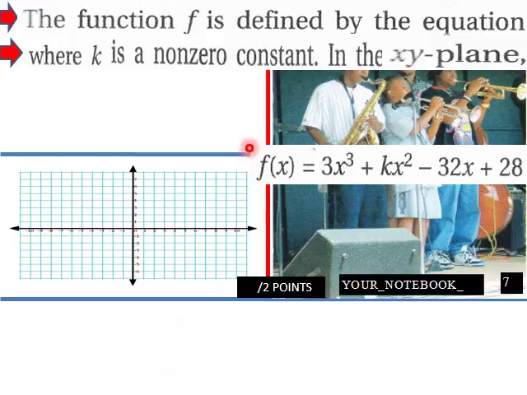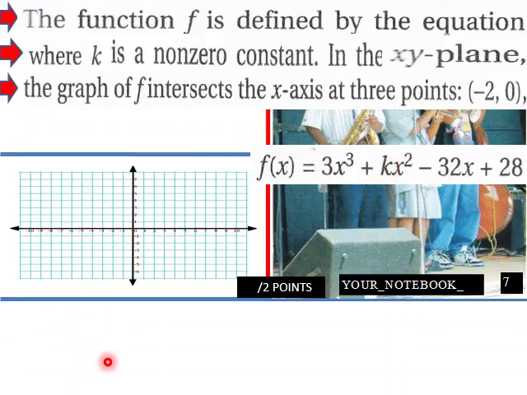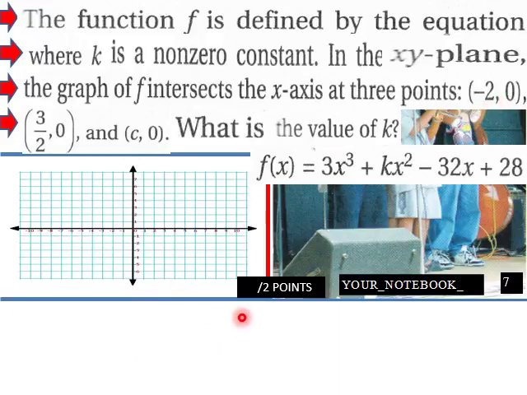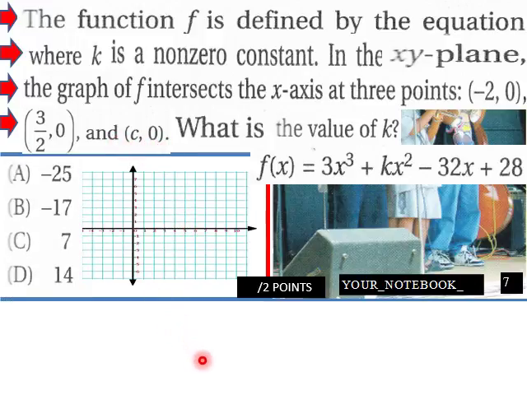Function f is defined by this equation, where k is a non-zero constant, in the xy-plane. The graph of f intersects the x-axis at 3 points, negative 2, 0, one-third, 0, and c, 0. What is the value of k? So here are our possibilities.